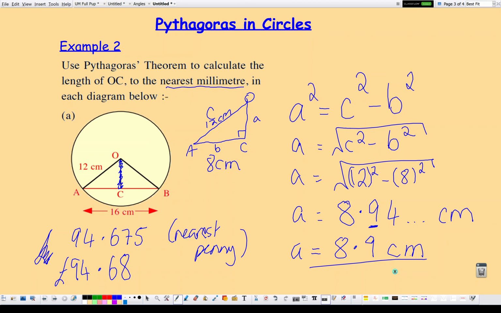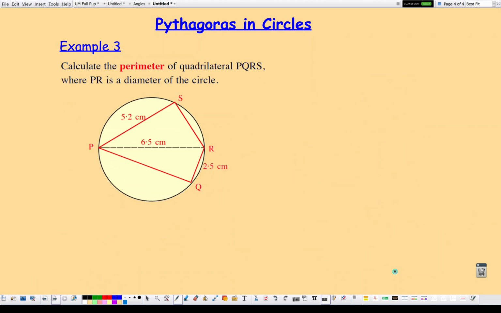Right, last one to do. I know time's marching on. One more example, slightly different again. This is more using your angles in a semicircle rule. And the question is asking you to calculate the perimeter of the quadrilateral that is drawn within this circle.